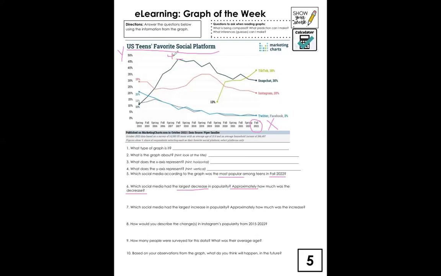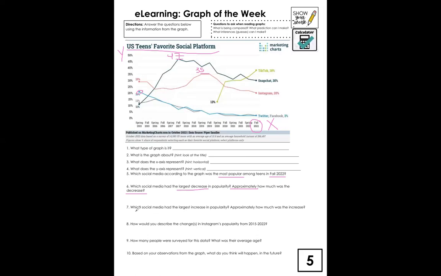So let's write this as 47. I'm seeing that Instagram has a high point right here of about 35, and it drops down to 20%. And I'm seeing Twitter starts at 21% and drops all the way down to 2%. How can you figure out which one has the largest drop? What is the difference between its highest point and its lowest point?